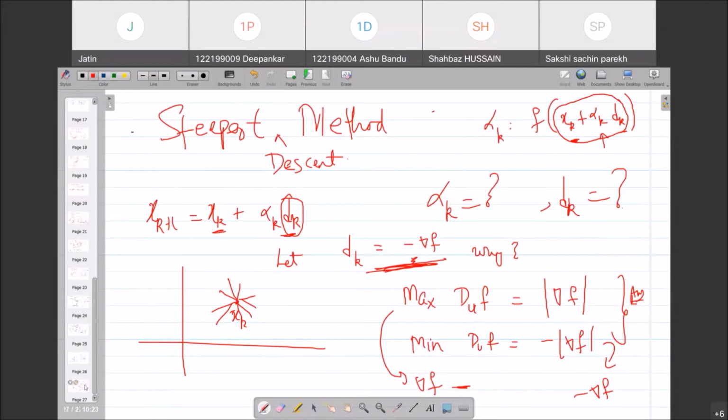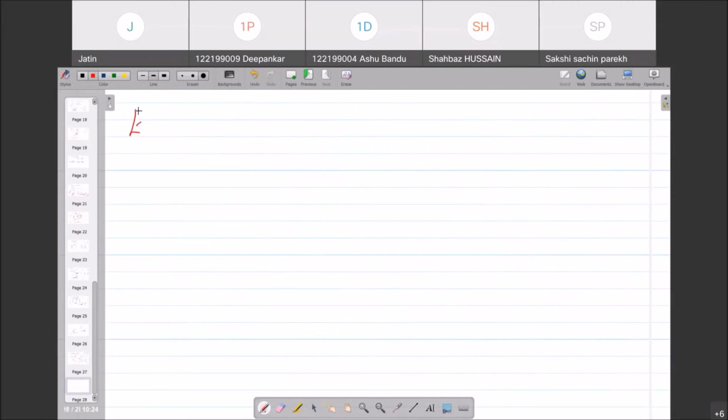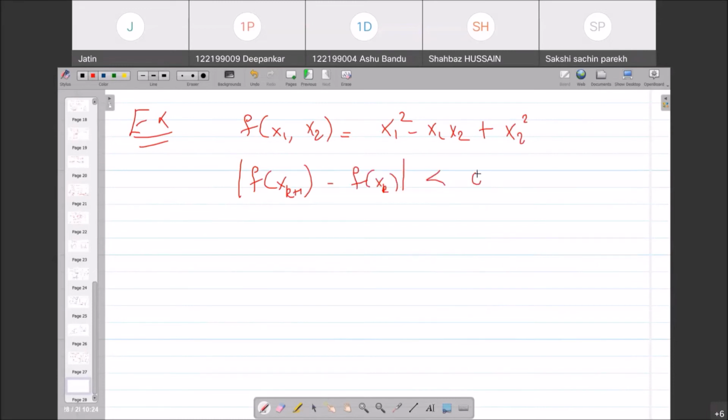Let me take an example so that this will be clear to you. Let me take a function f of x1, x2 equal to x1 square minus x1 x2 plus x2 square. You have to find x1, x2 until the error, the difference between successive points, is less than 0.05, and take the initial guess to be 1 and 1 by 2. This is the initial guess x1. Now you have to find x2, x3, x4, until the error is less than 0.05.